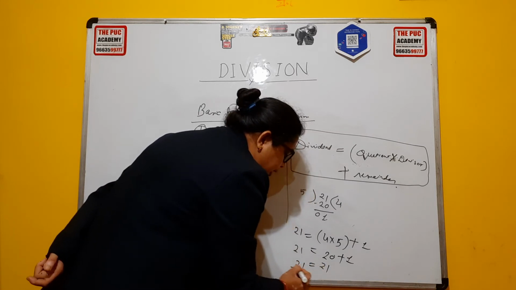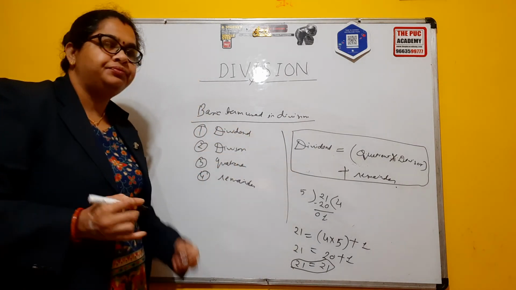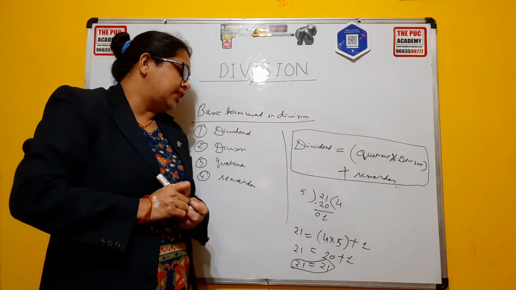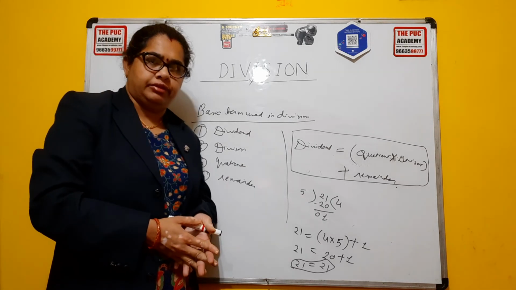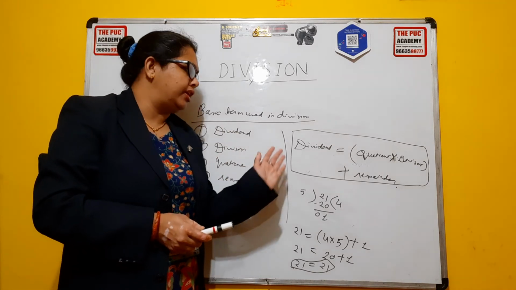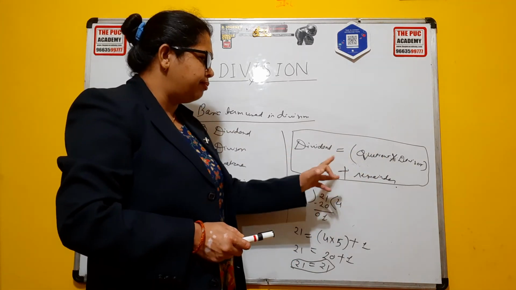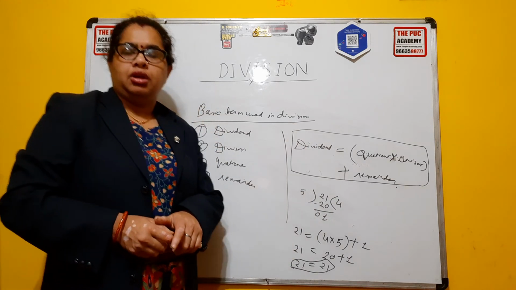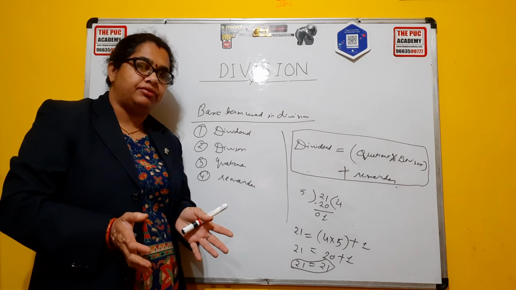So I think this formula is correctly fitted to this kind of division, and it is almost all kinds of division. So this is a very important formula which you have to be aware of: the dividend is equal to quotient into divisor plus remainder. Okay children, so we have seen almost all the concepts of division.